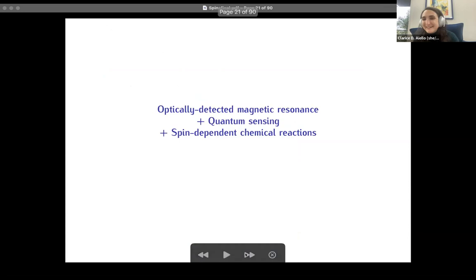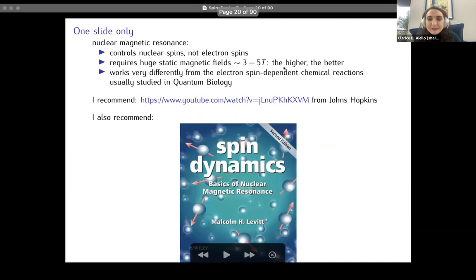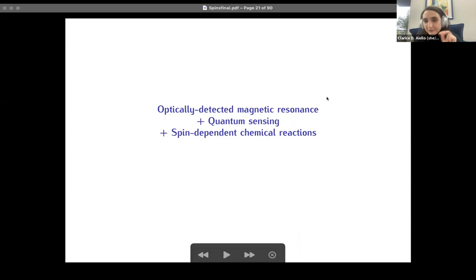And I'm going to put three different things in this section. I'm going to talk about optically detected magnetic resonance, which is another way of reading out spin states. I didn't mention it, but in nuclear magnetic resonance, the way that you read out spin states is via electric signals. And there's another way of reading out spin states, which has to do with fluorescence, which is usually referred to as optically detected magnetic resonance. En route to optically detected magnetic resonance, we're going to talk about quantum sensing and hopefully a little bit about spin-dependent chemical reactions.